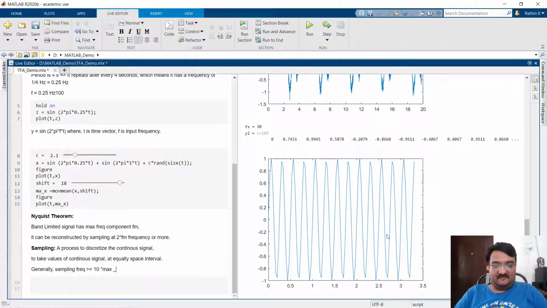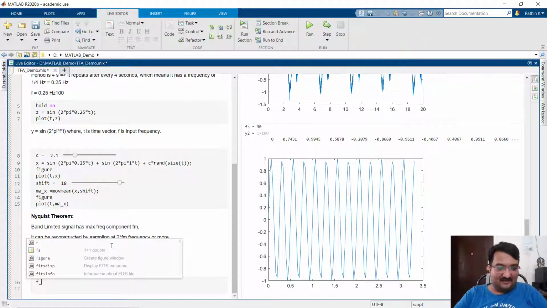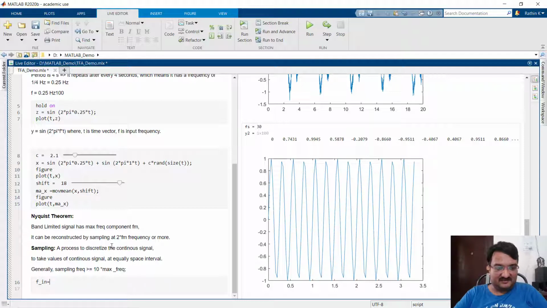We'll see why it is like this, but in order to reconstruct the signal, if you want better signal fidelity and proper quality, generally it can be 10 times and even more than that. We'll quickly see that. Now all of you know how to get a sine wave for a desired frequency. Let's just define it as Fin, that's your input frequency.